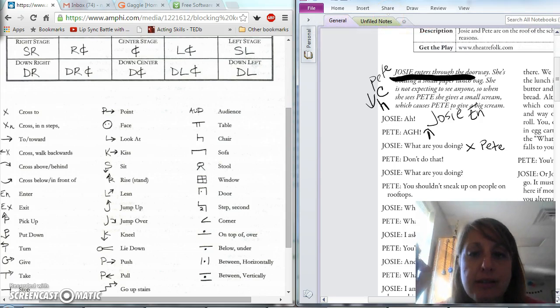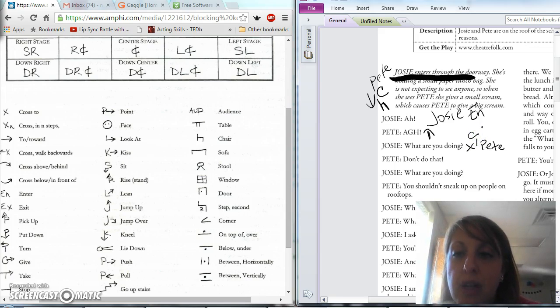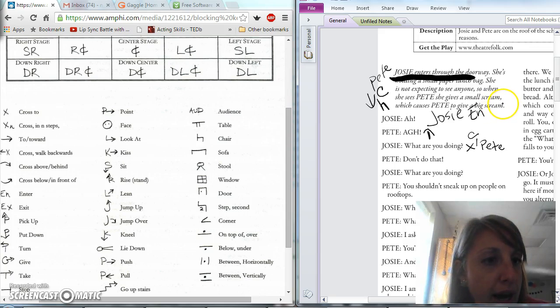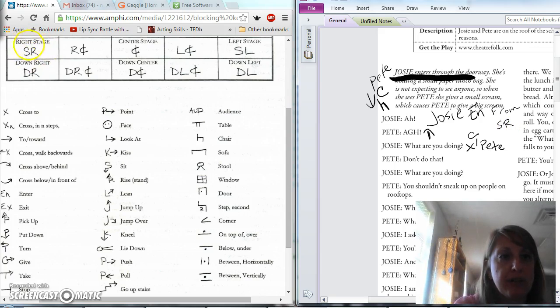She crosses center to Pete, because remember, Pete is center. What we will put is Josie enters from stage right, which means she enters from over here. So she would be off stage in the wings over here, and she'd enter stage right, and then she crosses to Pete, who is here.